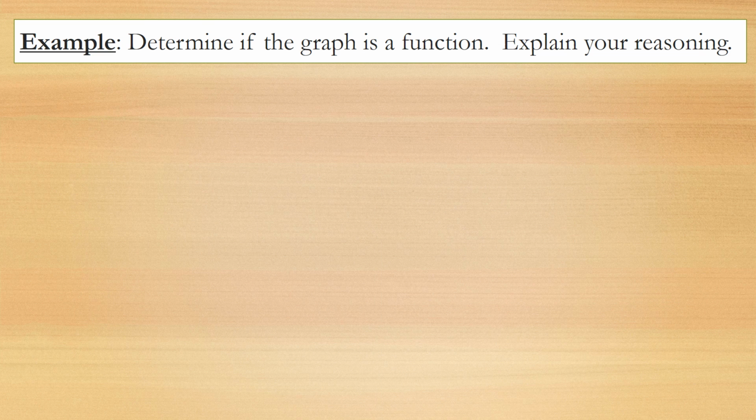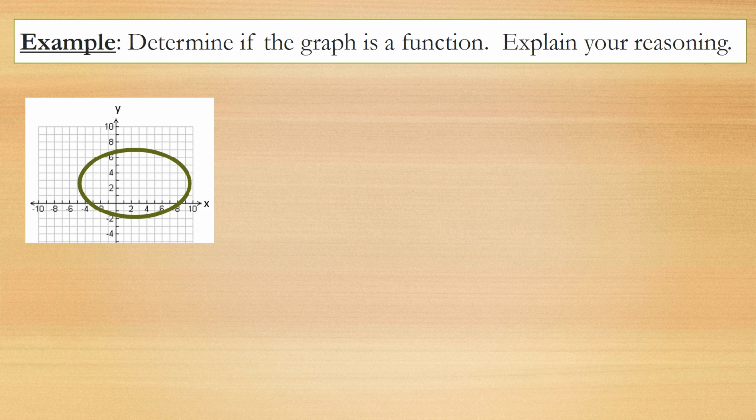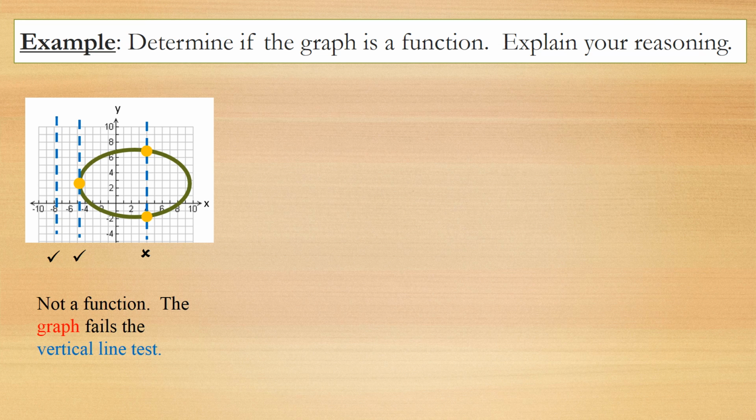Example: determine if the graph is a function. Explain your reasoning. Well, this first one, since it's a graph, we can use the vertical line test. Here, the graph isn't hit, so it passes. Here, it hits it once. It's still passing the vertical line test. However, here, the graph is hit twice, and therefore it is not a function because the graph fails the vertical line test.